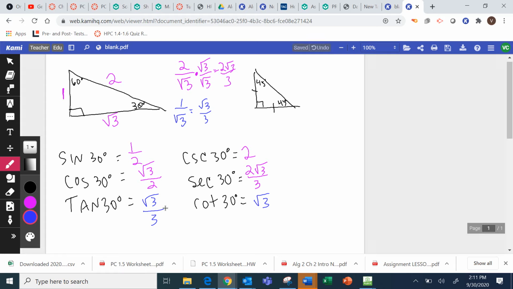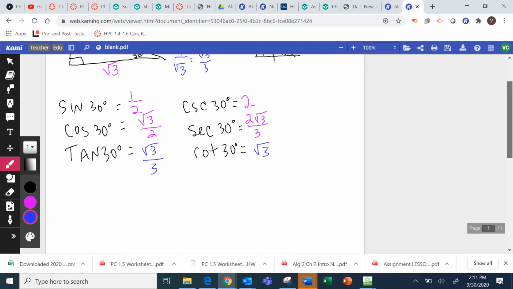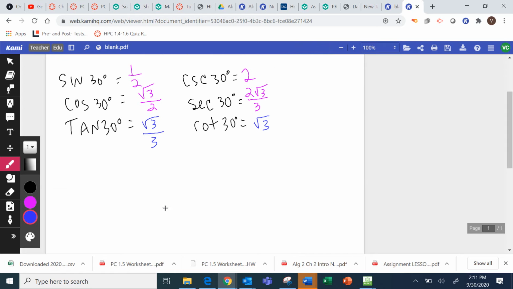So if I remember that one's square root of 3 over 3, then I can flip it to find cotangent 30. So that's 30 degrees. And then we do 60.